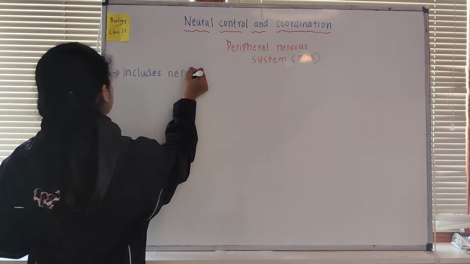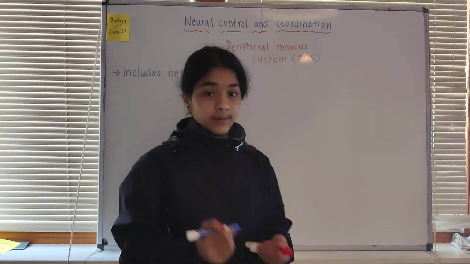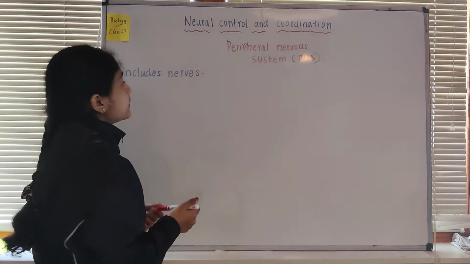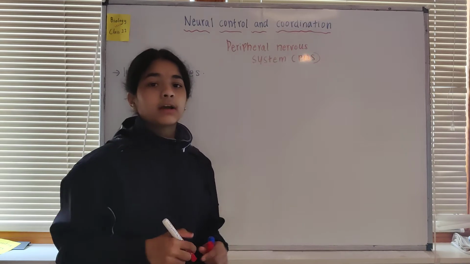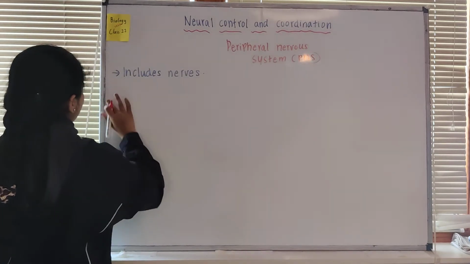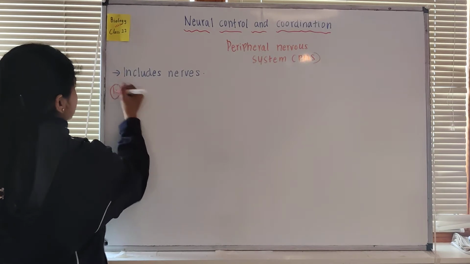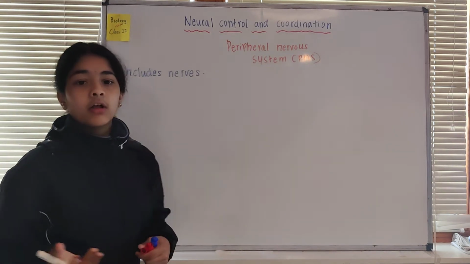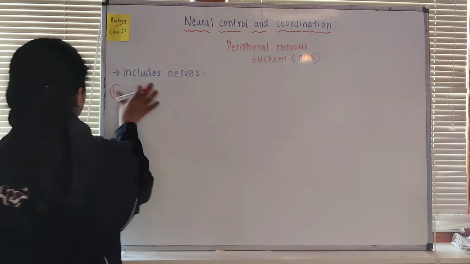We can classify these nerves on different bases. These nerves can come out of the brain or spinal cord, and depending on that we can classify them as cranial and spinal. We can also classify them as sensory and motor, and as non-myelinated and myelinated. Let's look at this now.